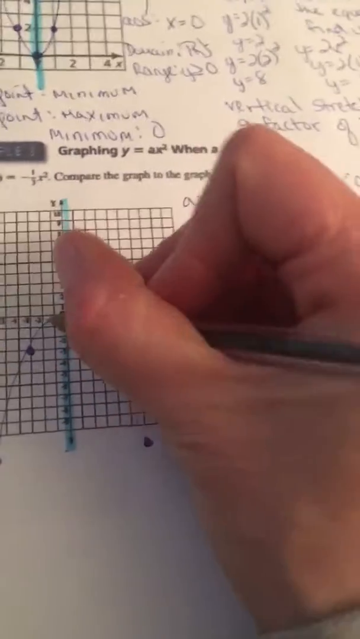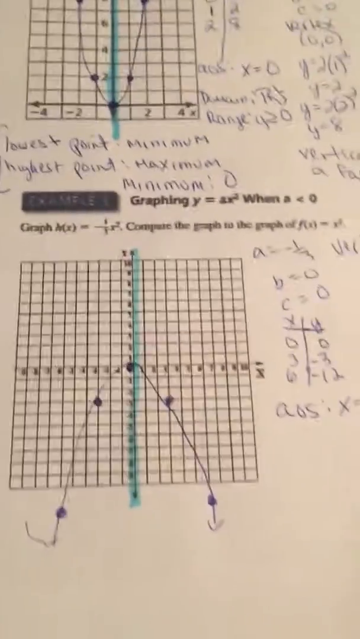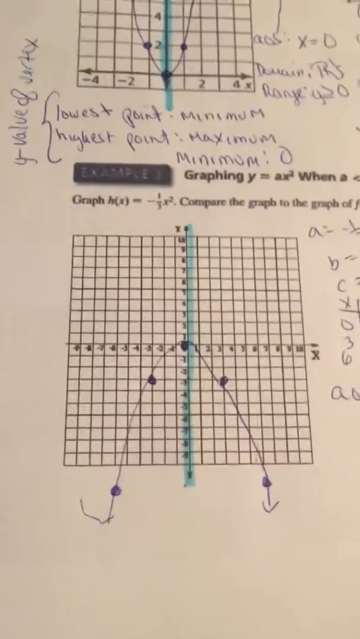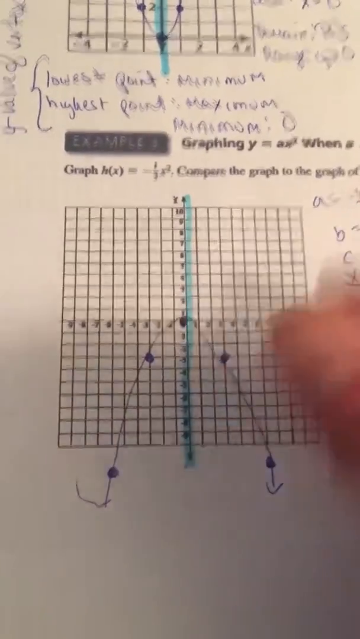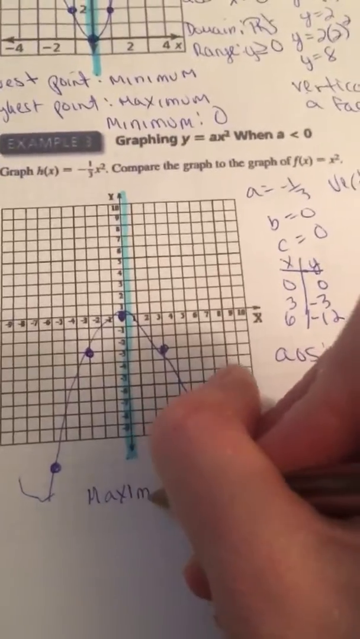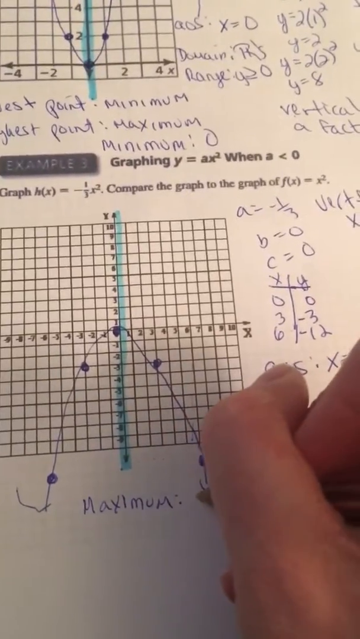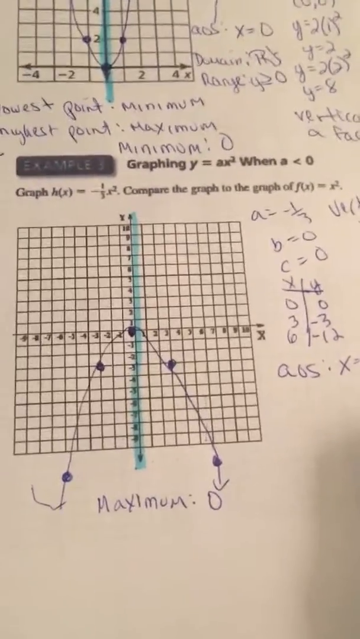I'm going to draw a smooth curve. And there is my parabola. You can see this parabola opens down. So in this case, I have a maximum value for y, and my maximum value is my y value of the vertex, which is 0. Okay, my y value does not go above 0.